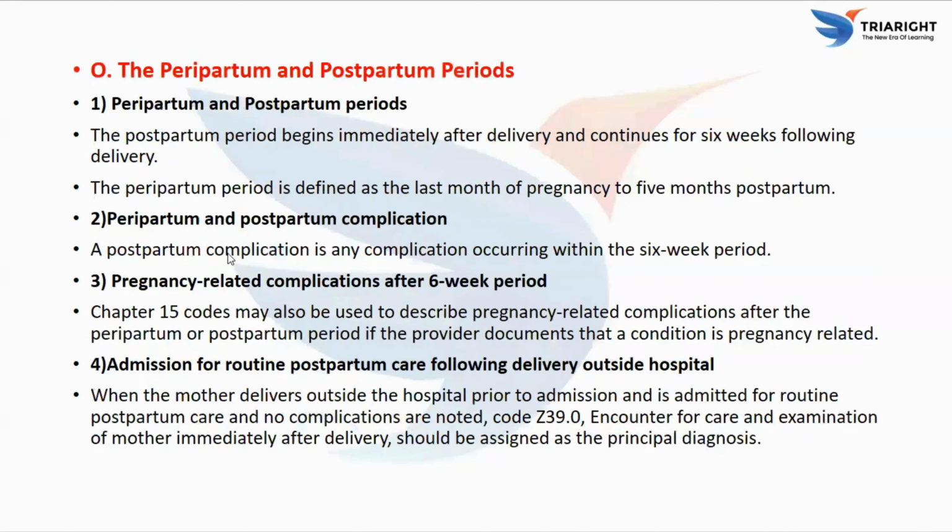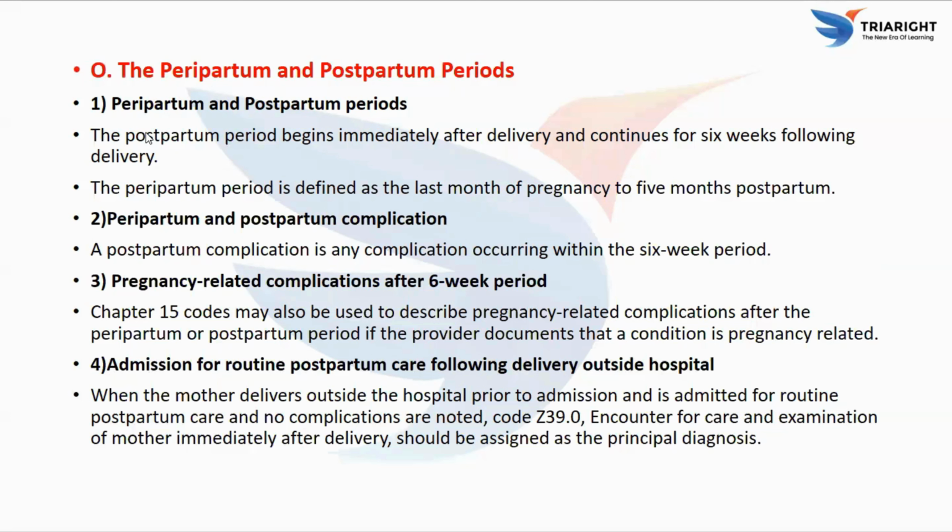So next is the guideline about peripartum and postpartum periods. So this section explains the time periods around childbirth and how to code complications that happen during these periods. So the first guideline is about the postpartum period. So the postpartum period is nothing but after delivery. So it starts immediately after the baby is born and it continues for 6 weeks, that is 42 days.